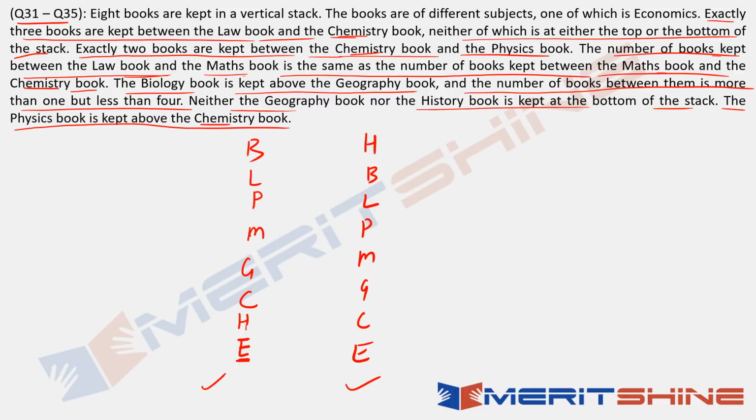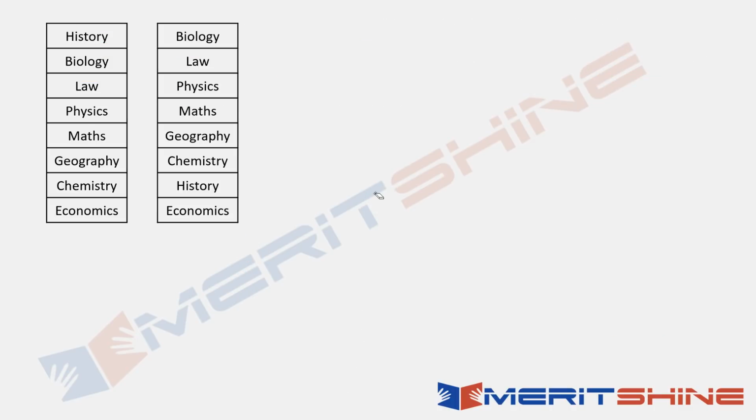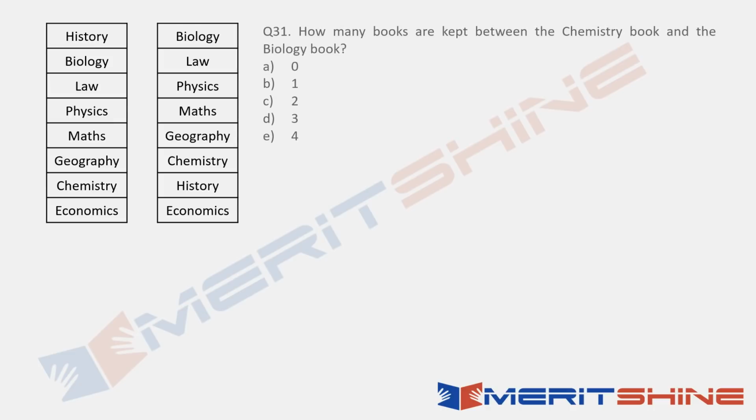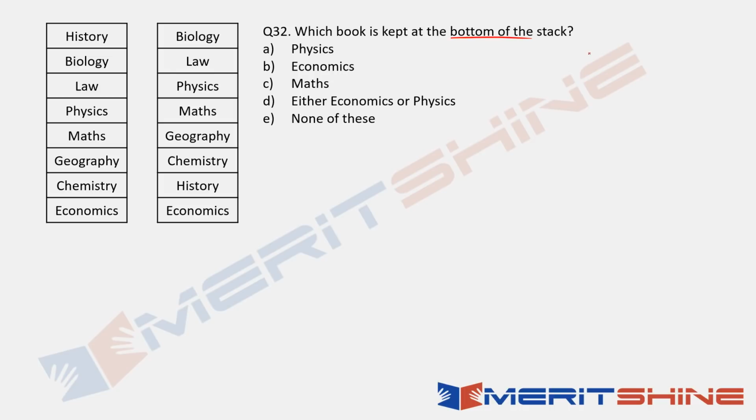As in the rest of the questions, I've drawn it here for you. Fine. So it's like that. It's the same configuration. So you look at this one. This appears on the left here. H, B, L. Yeah, it's the same one. Let's look at the questions. Even the question's not tough. Fine. How many books are kept between the chemistry book and the biology book? So chemistry and biology, 1 2 3 4. It's the same block here also. Chemistry, biology. It's the same. 4. Answer becomes E. Which book is kept at the bottom of the stack? Eco. So that's option B.